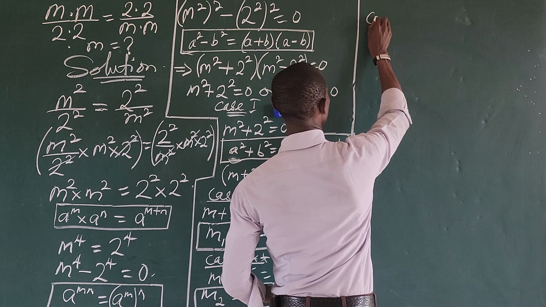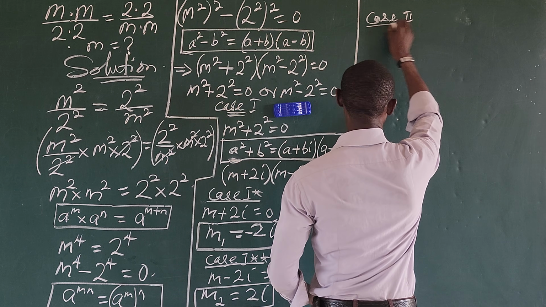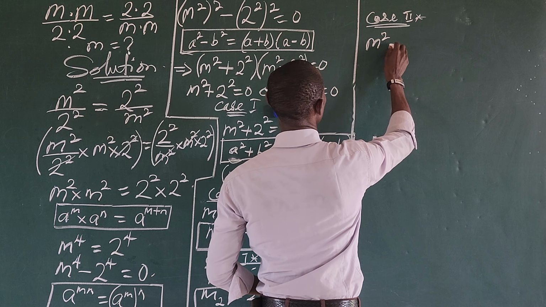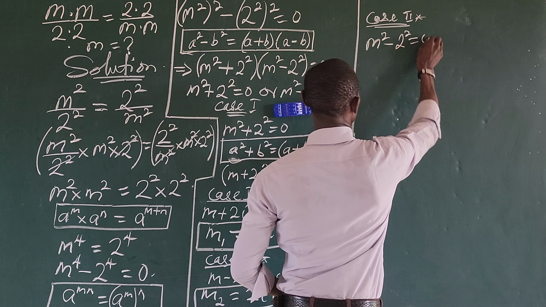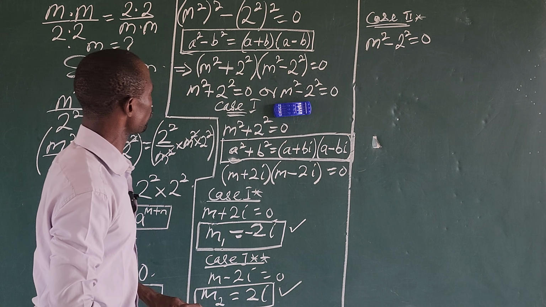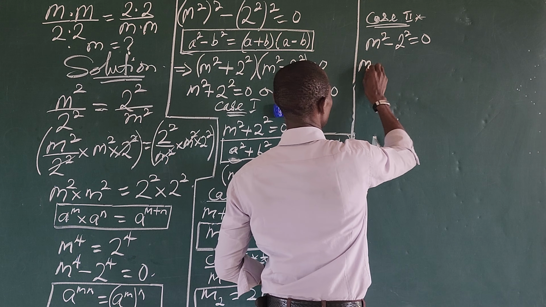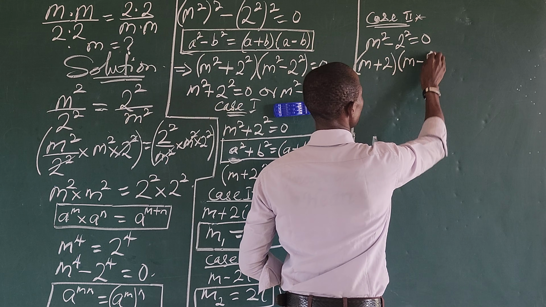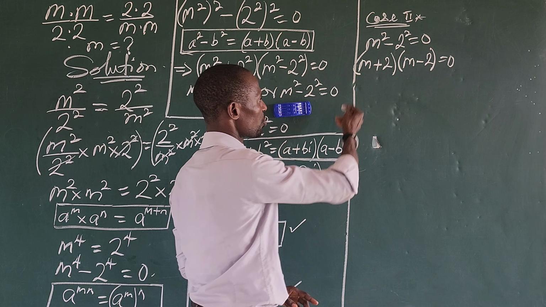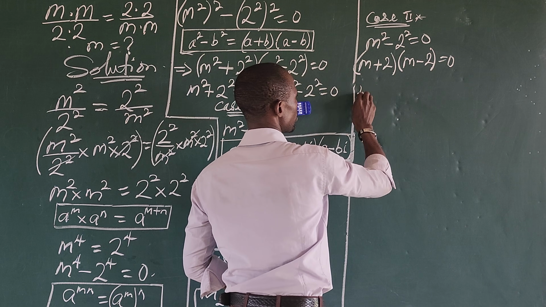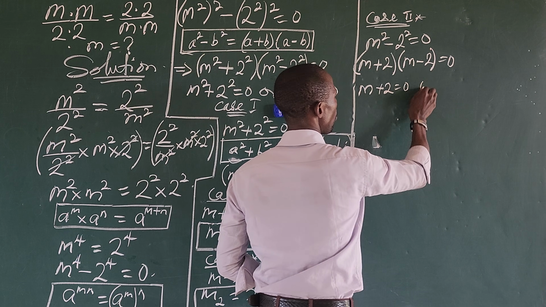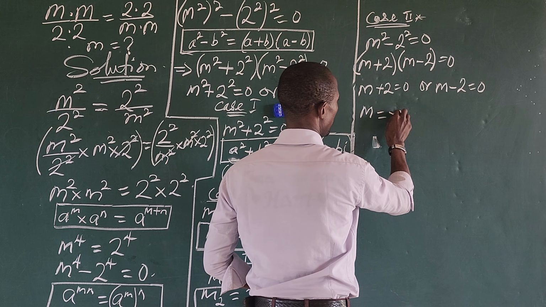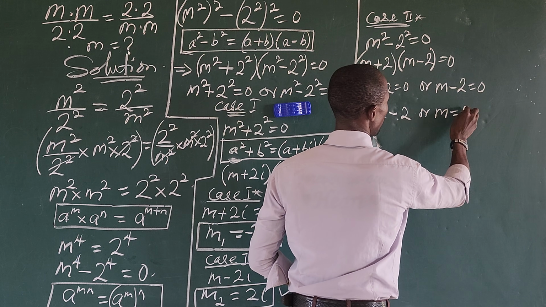Now let's take our case 2. So this is our case 2. We're going to have m^2 - 2^2 = 0. Here we apply what we call the difference of two squares. This is going to give us (m + 2)(m - 2) = 0. Apply the zero product rule, which says that we equate this to 0, equate this to 0. So this is going to give us m + 2 = 0, or m - 2 = 0. So here we have m = -2, or m = positive 2.